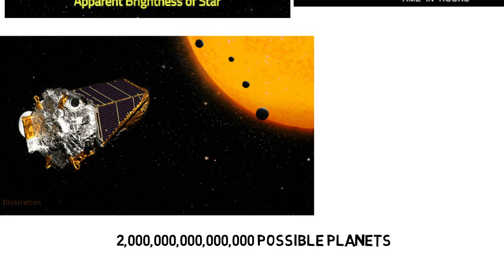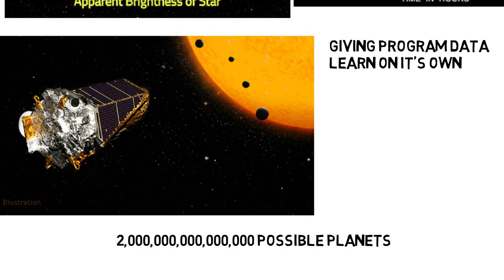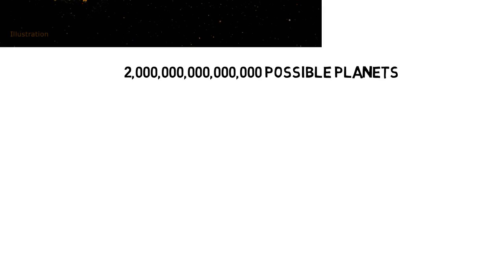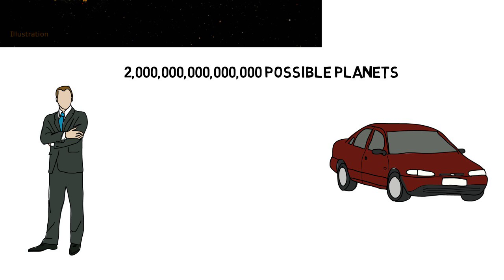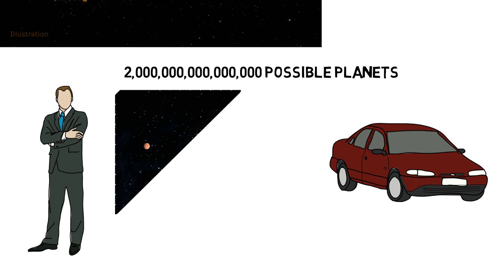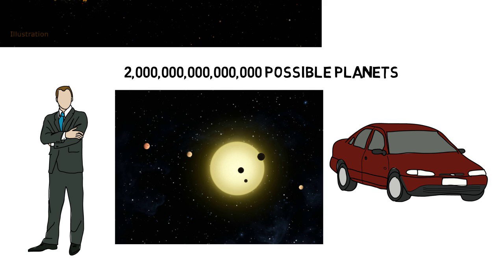Now remember, machine learning isn't about programming in all the parameters it should look for. It's about giving the program lots of data and having it learn on its own what to look for. Like showing many pictures of people versus cars, and the algorithm looks for differences so it can easily identify one versus the other by learning the differences. Well, in this case, they showed it thousands of data points on brightness changes due to exoplanets as opposed to non-exoplanets, so the program could learn what to look for.